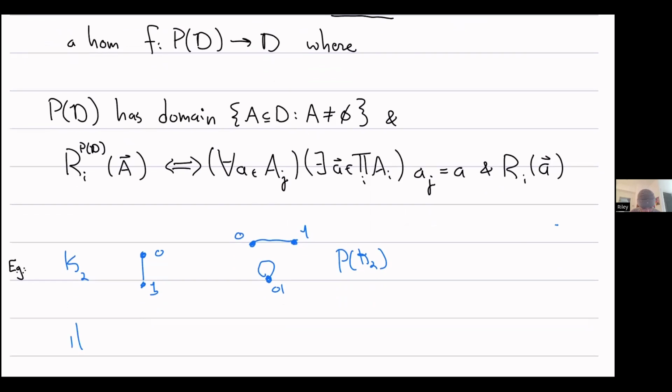So something like Horn-SAT, which is satisfiability for Horn sentences, things of the form x1 and x2 and ... and xn implies y. Satisfiability for sentences of that form, that has width 1.